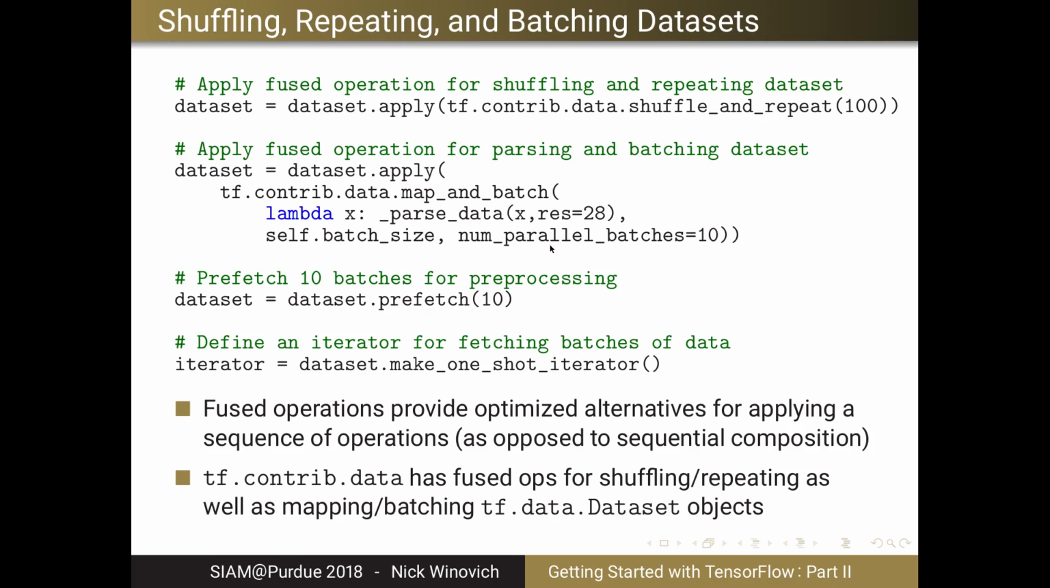We have a number of parallel batches and different other arguments as well that you can look up in the API. And, oh, I missed at the top, there's also shuffle and repeat. So you can do the shuffling and the repeating in a fused way as well. So these are two kind of the standard, typical examples. You shuffle and repeat, and then map and batch, where the mapping aspect refers to basically unpacking your data. And then this prefetch is just to basically say how many examples or batches in this case you want to get beforehand so that you're ready for the next iteration of training. And then you define your iterator, again, just as before, just make a one-shot iterator.